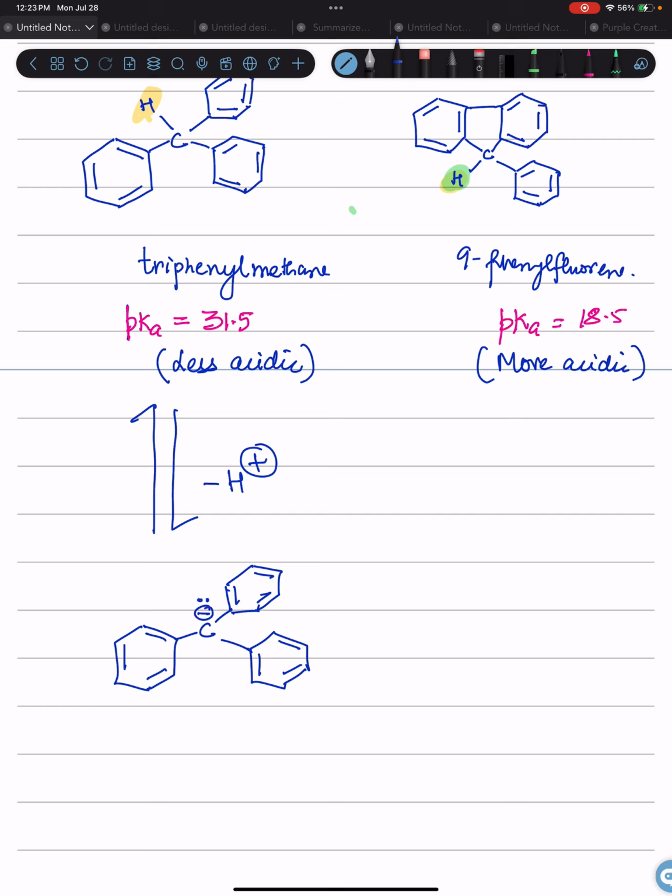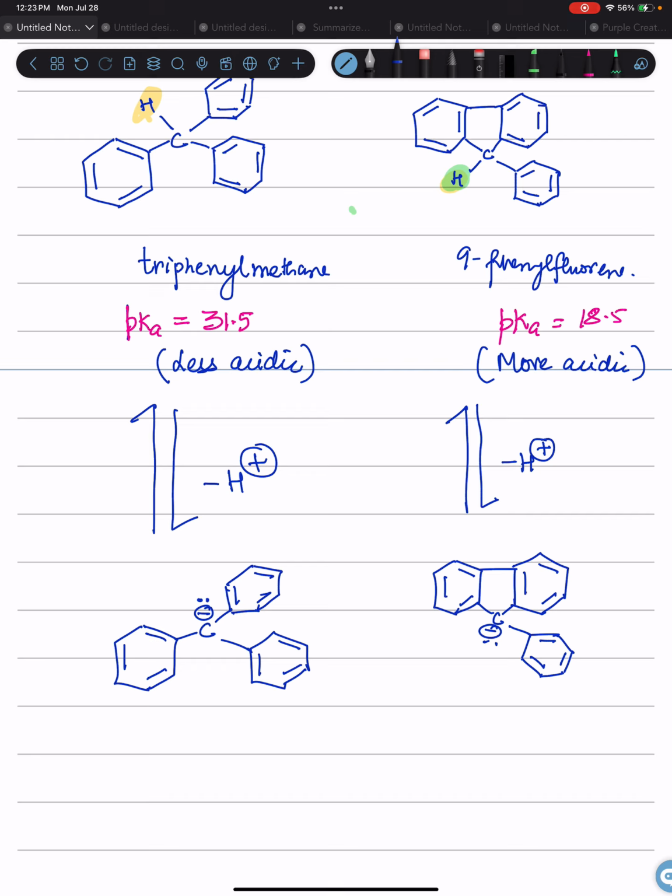On similar lines, we can draw for this one: it loses a proton, and what we get is this anion where the central carbon becomes negatively charged because it loses a proton. And a phenyl ring is connected here. So a negative charge here.